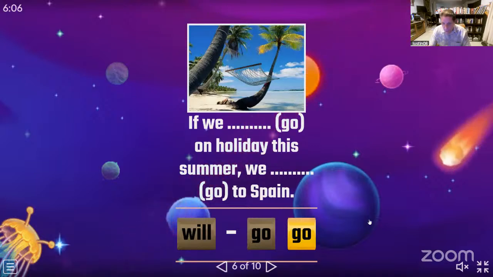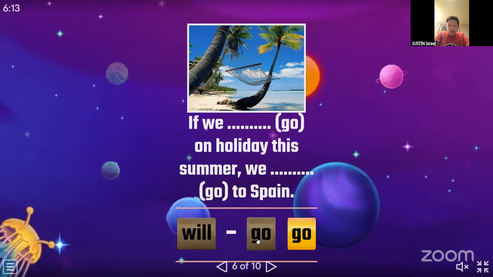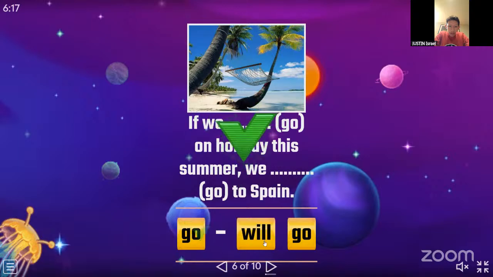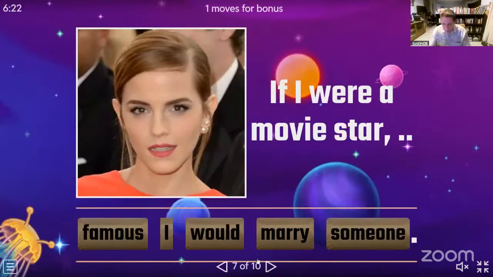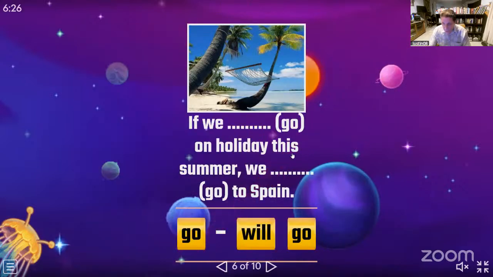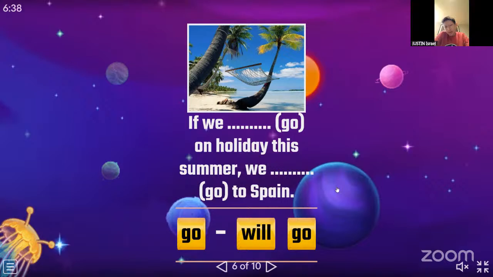What do we need to do here? If we go on holiday this summer, we will go to Spain. Yes. So this one, what do you think, Jay? Is this the first conditional or the second conditional? If we go on holiday this summer, we will go to Spain. Is it first conditional or second? What do you think?